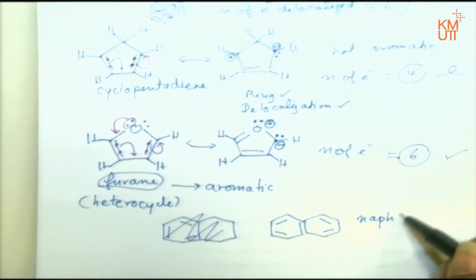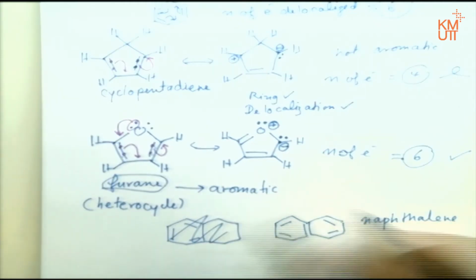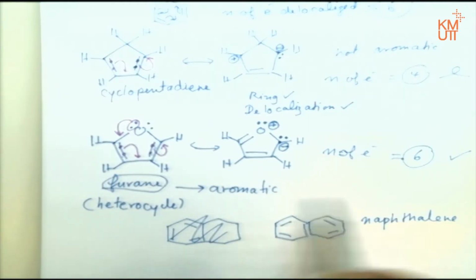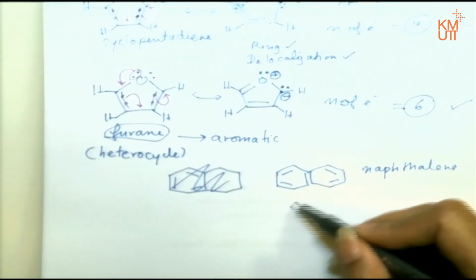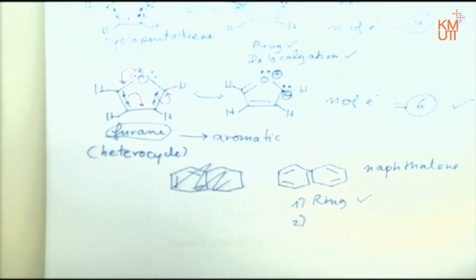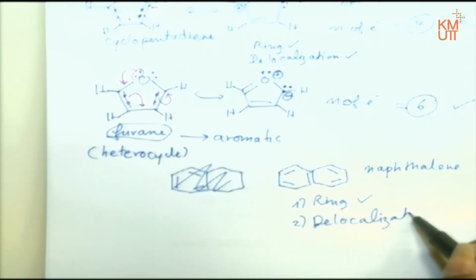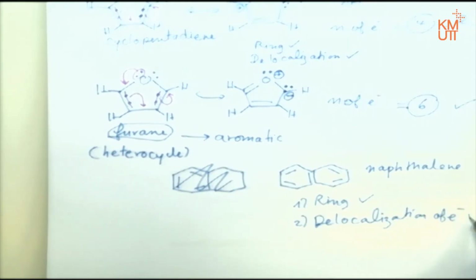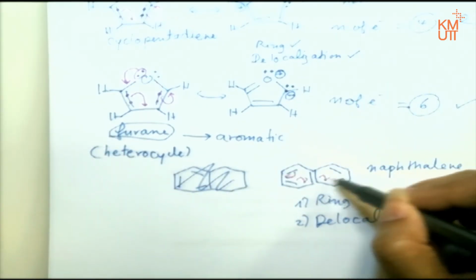This is the structure of naphthalene. All the bonds here can move, delocalized around the two rings. So this is an aromatic bond. First, this is a ring. Second, delocalization is possible, which means delocalization of electrons. You can try to move them yourself.